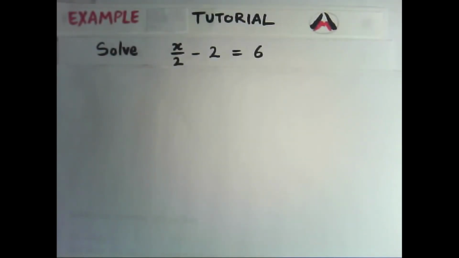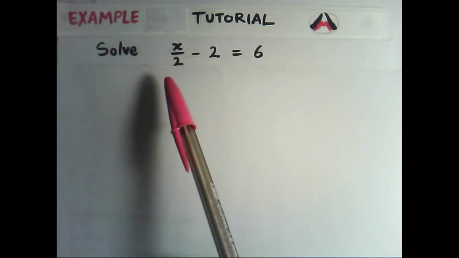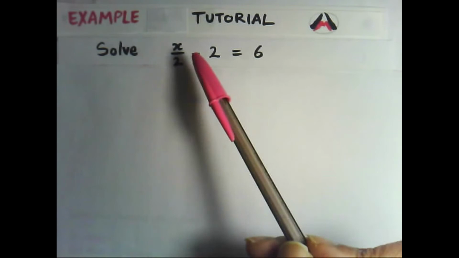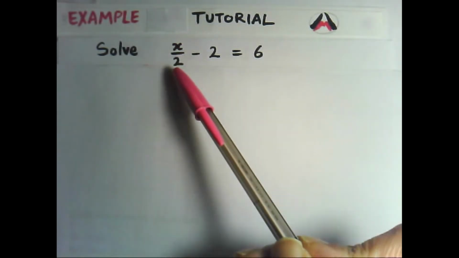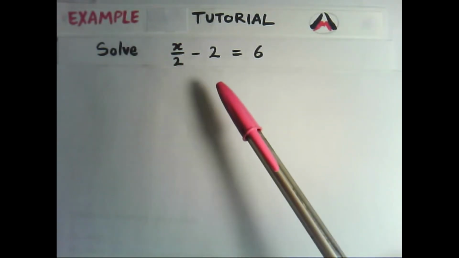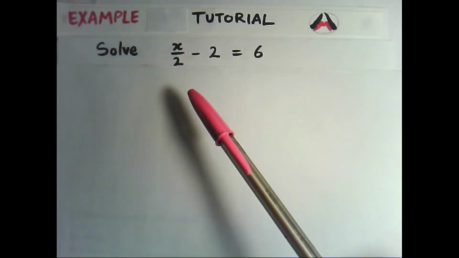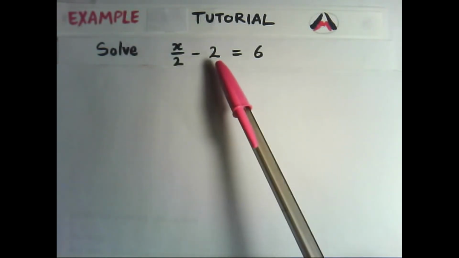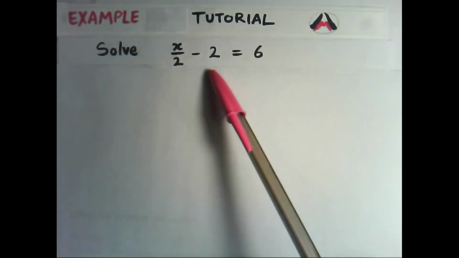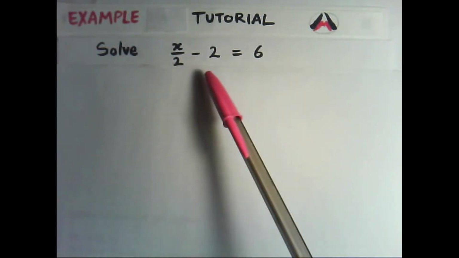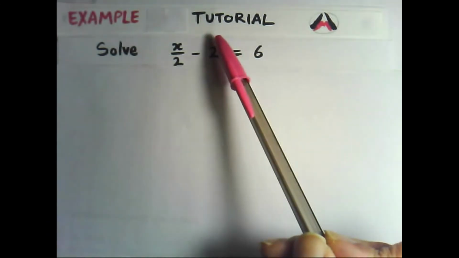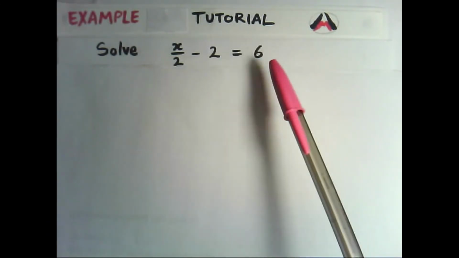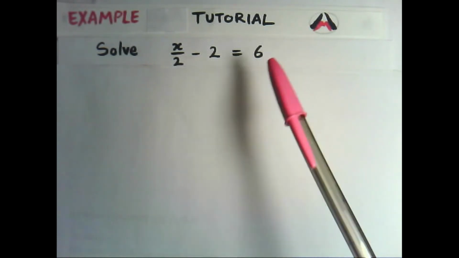In this question, we're asked to solve the linear equation x over 2 minus 2 is equal to 6. At the moment, x is being divided by 2, so one possible strategy would be to multiply by 2. Now, if we're going to do that, we're going to have to multiply the entire left-hand side by 2. And what we do on the left-hand side, we need to do exactly the same on the right-hand side, so we're going to have to multiply the right-hand side by 2 as well.